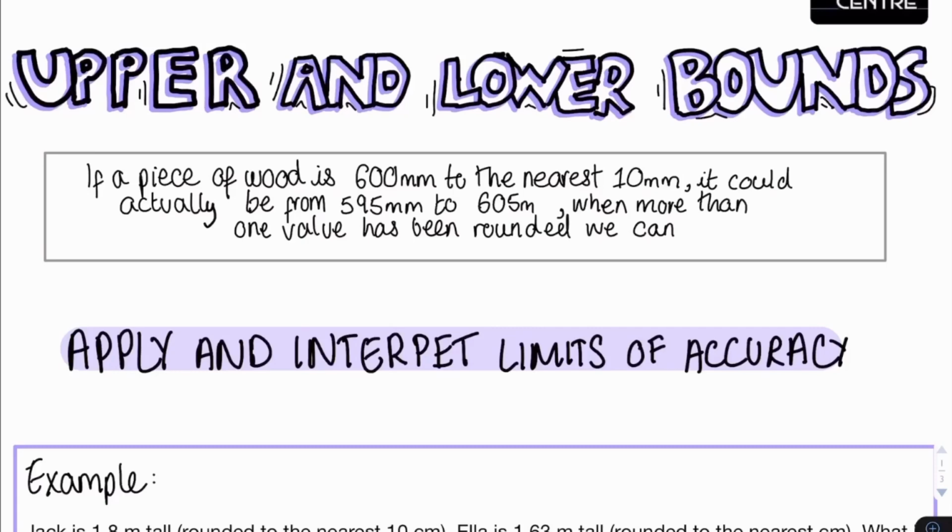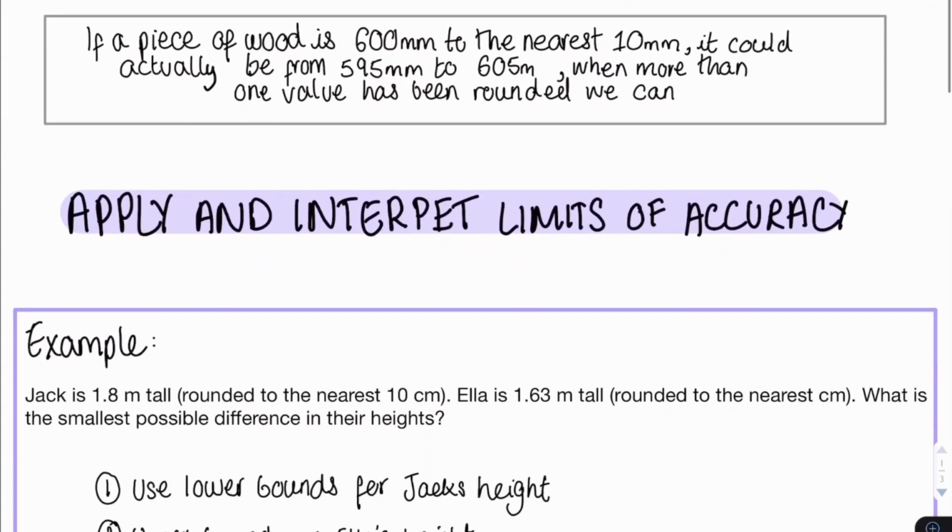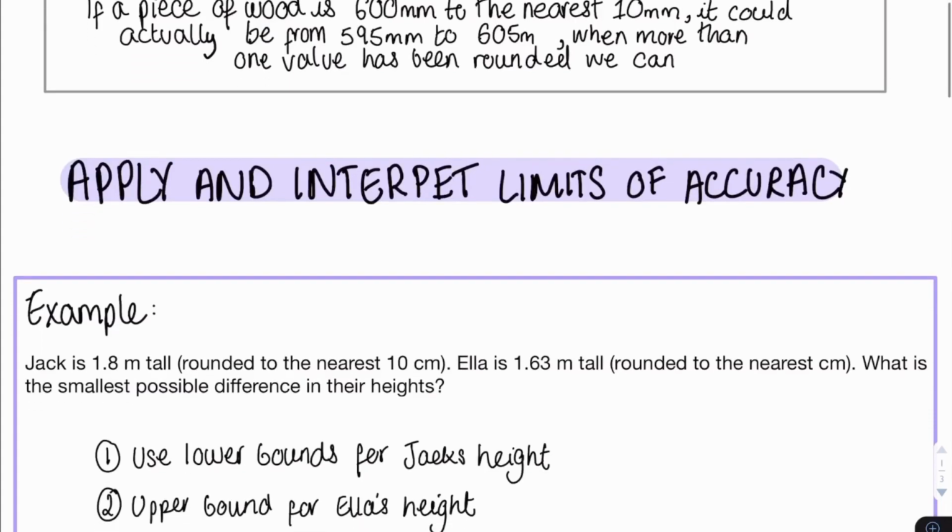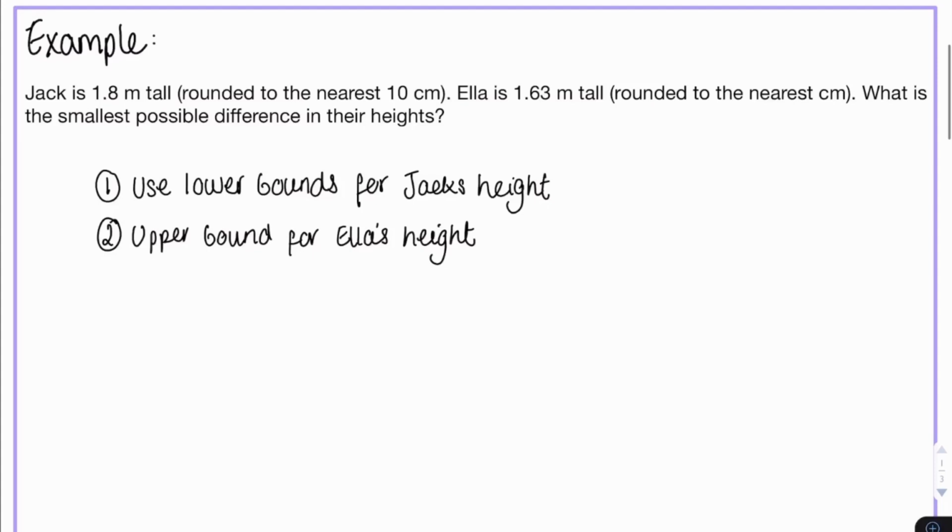In this video, we're going to be looking at upper and lower bounds. So, if a piece of wood is 600 millimeters to the nearest 10 millimeters, it could actually be from 595 to 605 millimeters. So, using this piece of information, we can apply and interpret limits of accuracy. To understand this, let's have a look at an example.